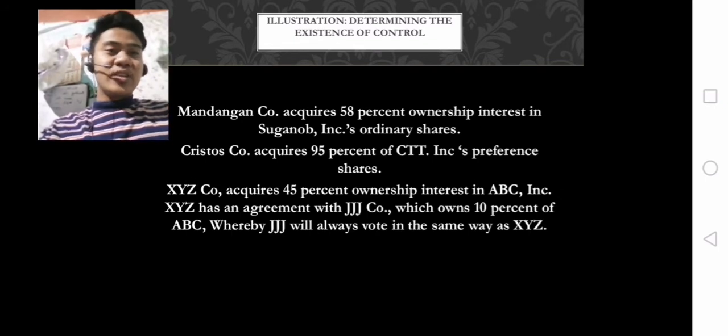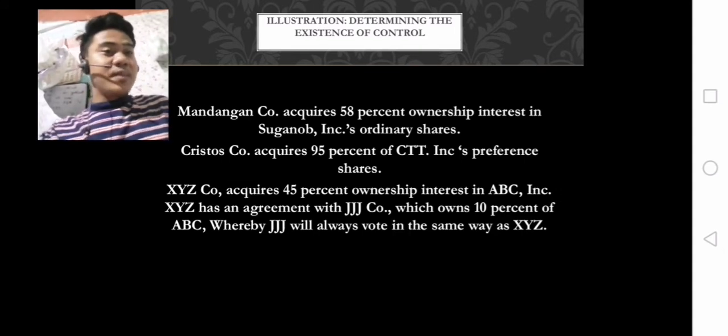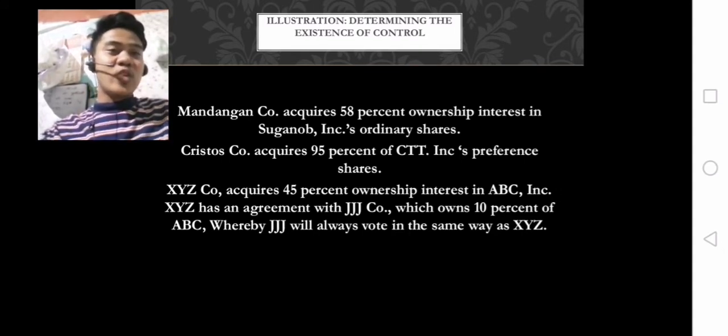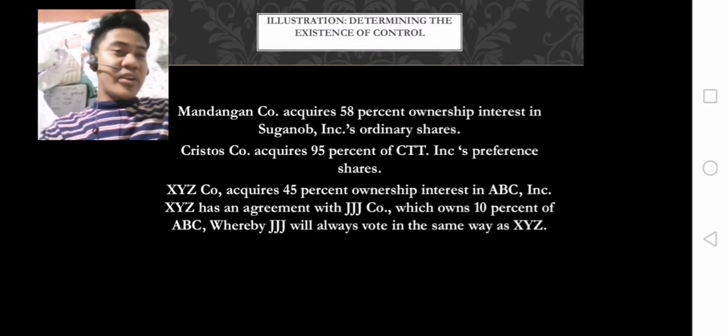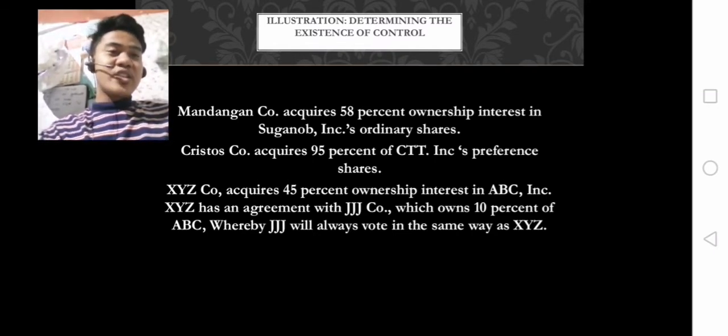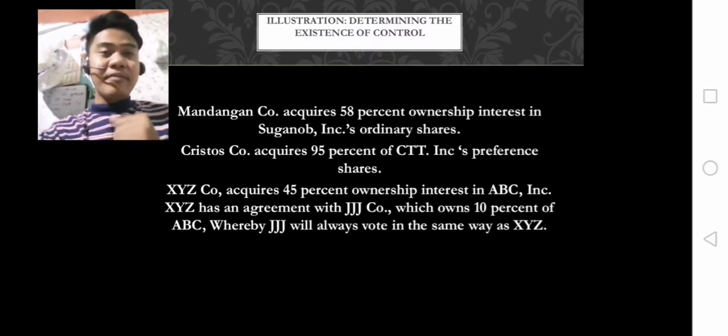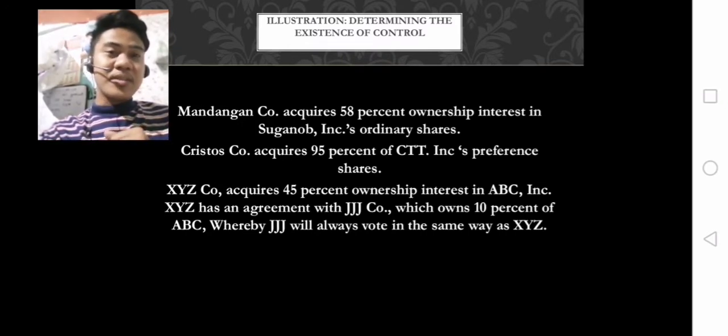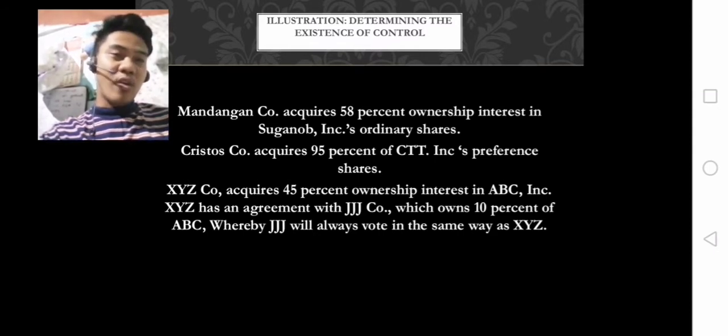Next, illustration determining the existence of control. Mandangan Corporation acquires 58% ownership interest in Suganov's ordinary shares. It means that 58% of ordinary shares. The rule is if the investment is 51% and above, there will be control. Here, it passed the requirements because it is a 58% ownership of ordinary shares. Therefore, there is control in the number 1 example.